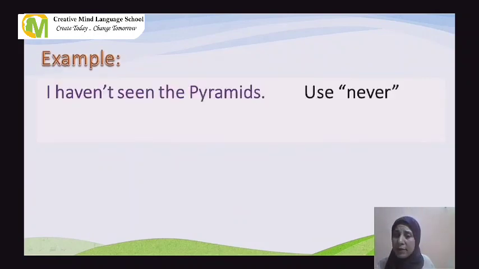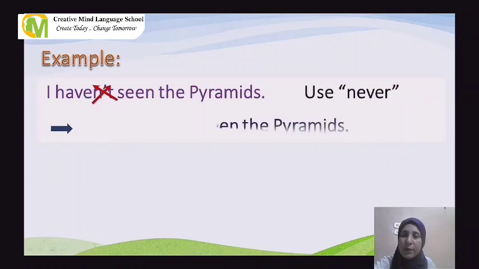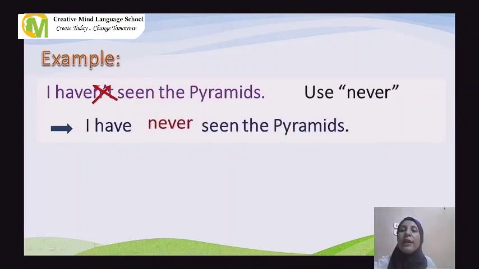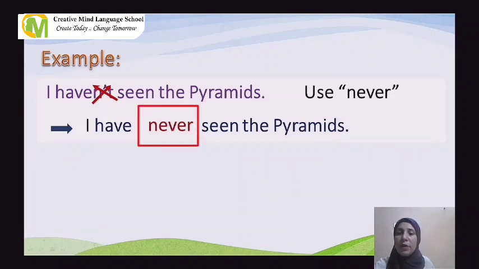Example, I haven't seen the pyramids. Use never. In this sentence we can see not with have, haven't. Okay? So if you are going to use never, you should remove not. We say, I have never seen the pyramids. Can you see where we put never? Between have and seen. I have never seen the pyramids.